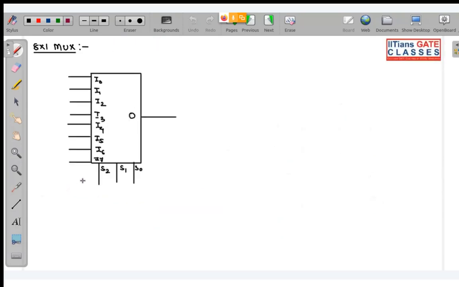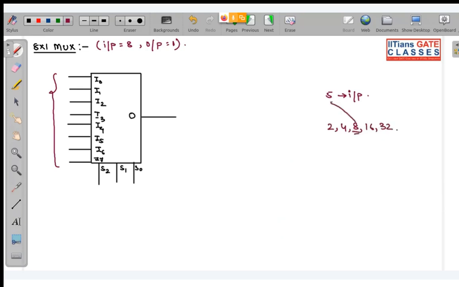Now the last thing is the 8 cross 1 mux. In an 8 cross 1 mux, we have 8 inputs and 1 output. Now you can even have, like, 5 inputs, but the number of input lines will be a power of 2 only, like 2, 4, 8, 16, 32. Out of these 8, you can select 5. You can make 0 or ground the remaining 3 inputs which you don't require. But input lines will always be a power of 2.